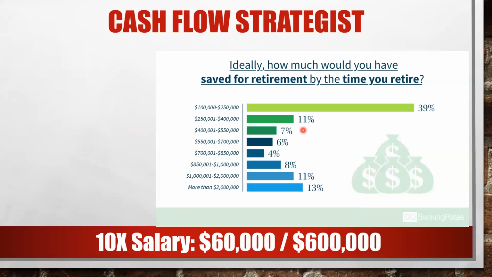11% got anywhere from $250,000 to $400,000. 13% got $2 million. Where are you going to be? Are you going to be in the 39%? Or are you going to be in the top 13%? Or are you going to be in the no percent because you ain't got nothing? Which one is it going to be?